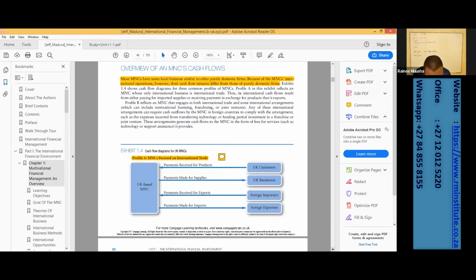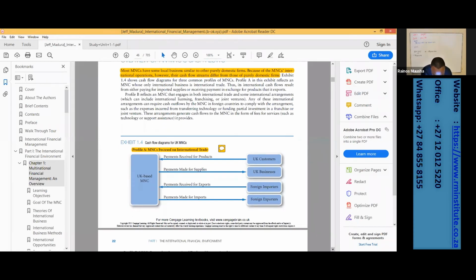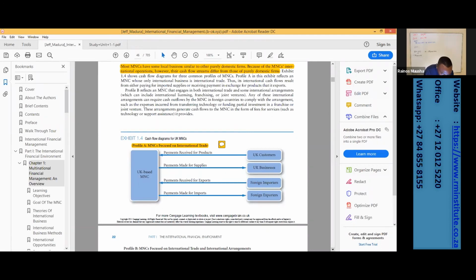So looking at the overview of multinational companies' cash flows, they say most multinational corporations have some local business similar to other purely domestic firms. Because of the multinational corporations' international operations, however, their cash flow streams differ from those of purely domestic firms. So they give us different exhibits which show the domestic firms and also the multinational company. Here, on exhibit 1.4, they give us the cash flow diagrams of a UK multinational corporation.